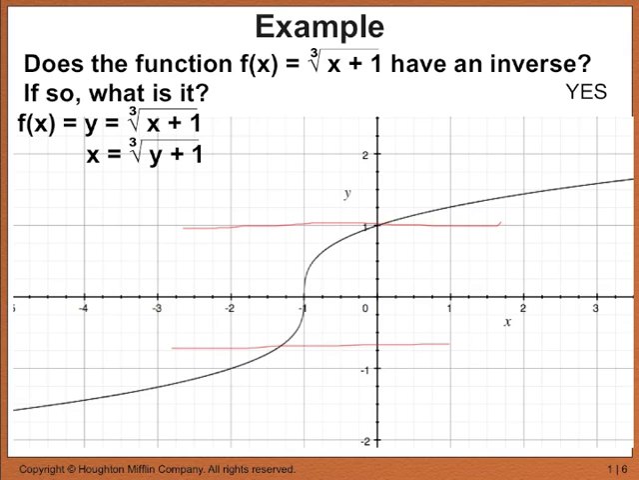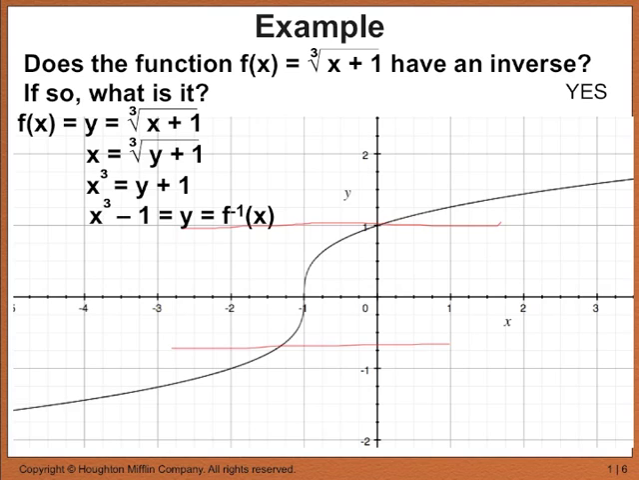Okay, so x equals cube root of y plus 1. And then what we do is we solve for y. So we have x cubed equals y plus 1. x cubed minus 1 equals y equals f inverse of x. So we have now found f inverse of x. x cubed minus 1 is the function.